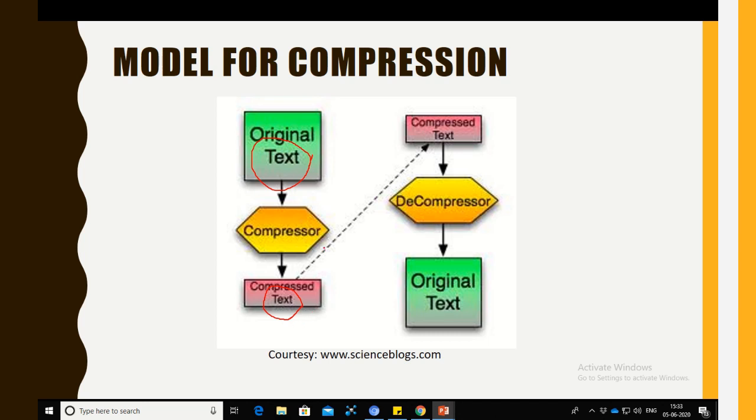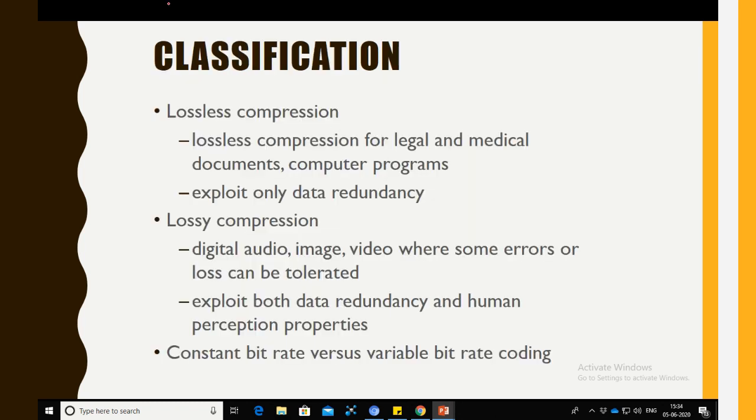The purpose of this model was just to tell you that whatever you are going to compress, at the receiving side you are supposed to get the original text back. So we have to compress in such a manner that the decompressor does the exact reverse procedure. You transmit the compressed text, and the decompression algorithm, we are assuming, will be the reverse of this compressor and will give you the original text back.